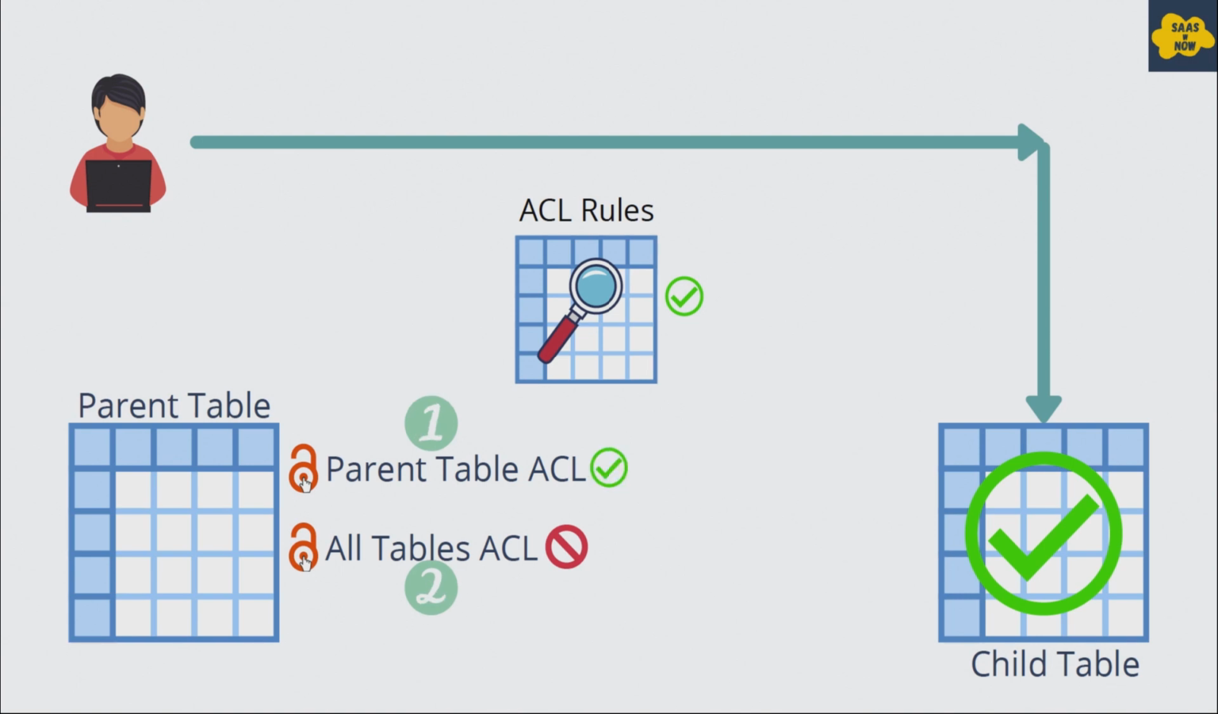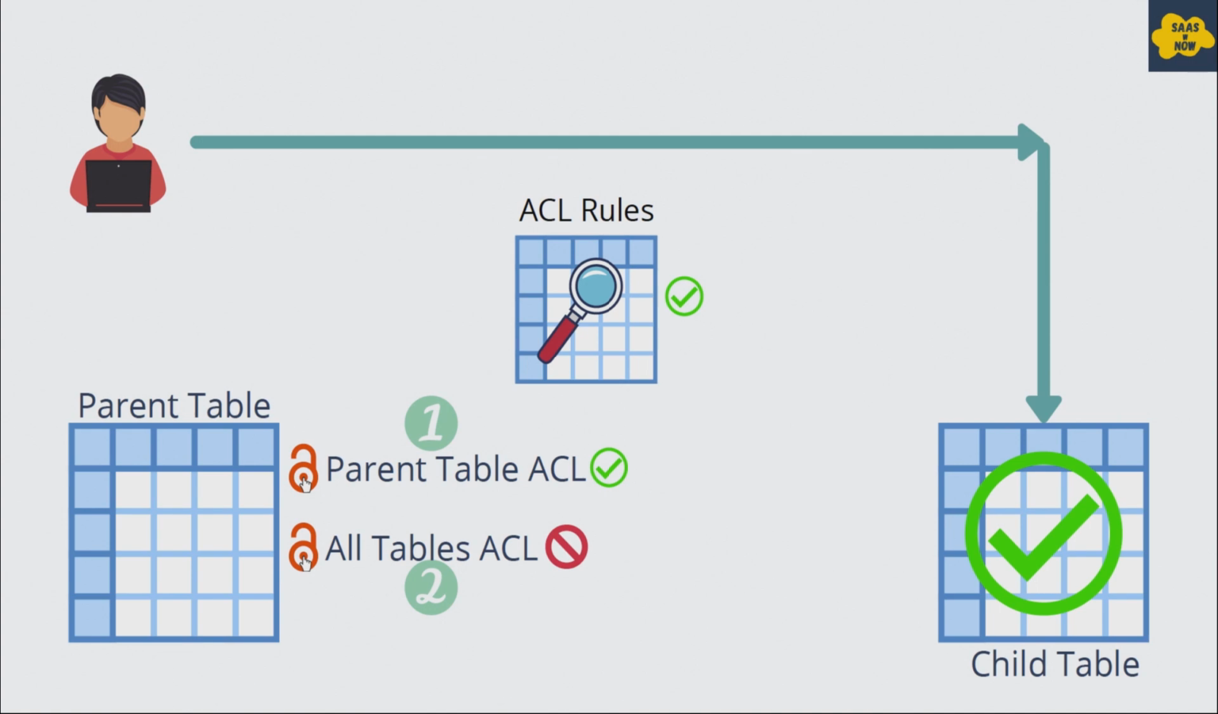Now, if child table ACL is not available and parent ACL and all table ACLs are available, in that case, system will evaluate them because child table ACL is not available. Now, if parent table ACL evaluates to true and all table ACL, which is star, evaluates to false, then user will still have access to the records of the table. Because in this case, parent table ACL will definitely mask all table ACL.